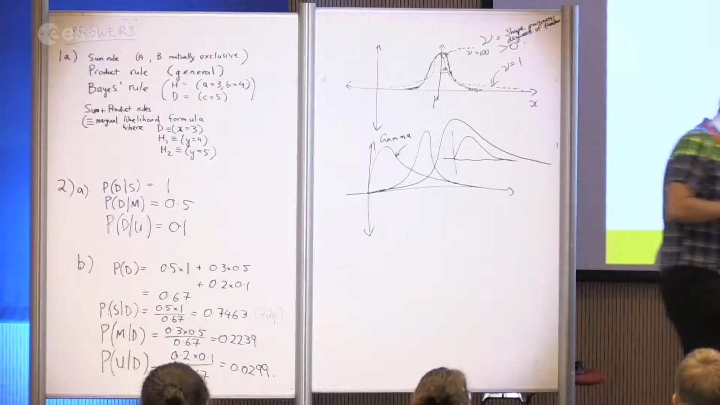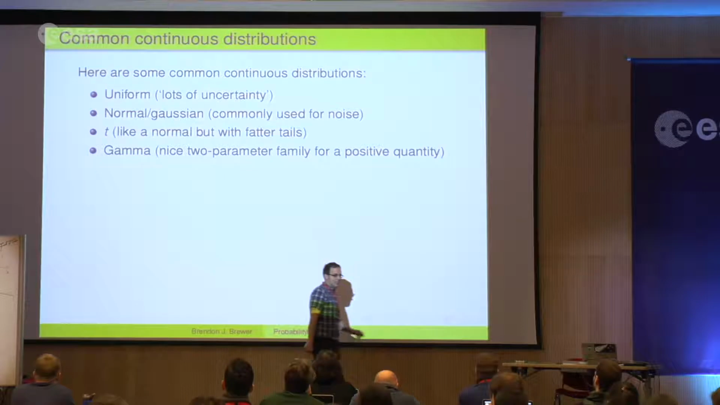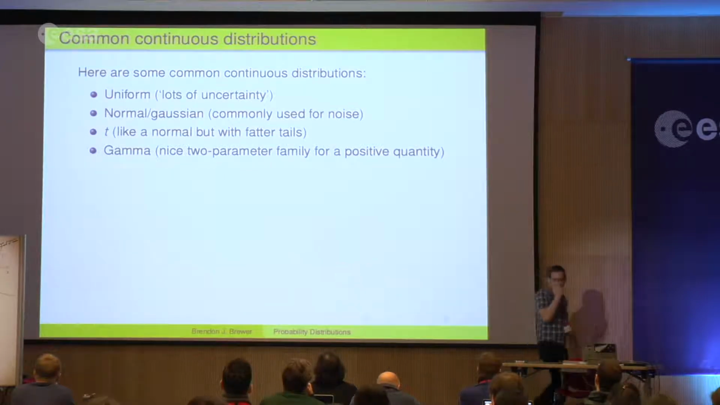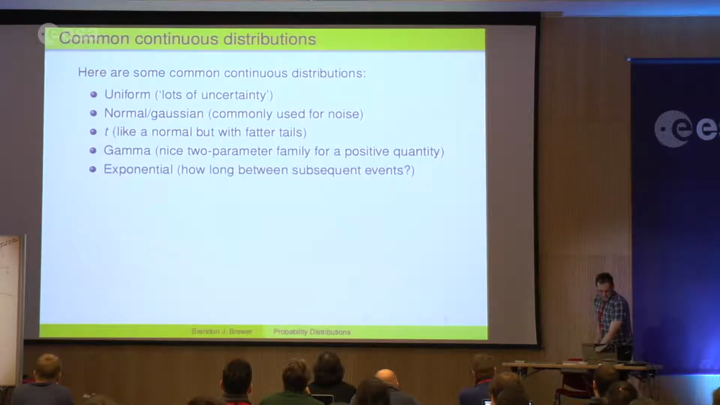And astronomers, I think, have reinvented gamma distributions under the name Schechter functions in some context, and someone can correct me if I'm wrong about that. Am I wrong about that? Am I right about that? Does anyone know? No one knows. Okay.